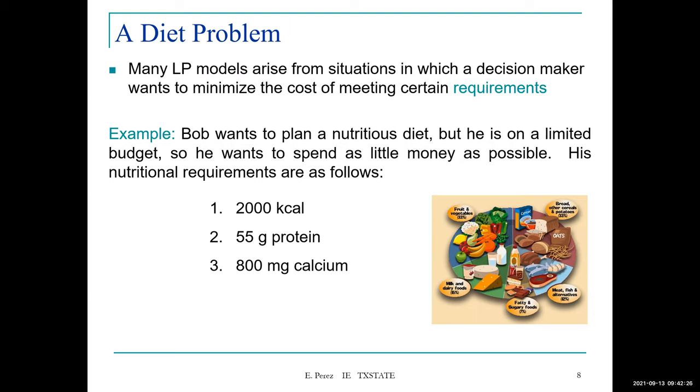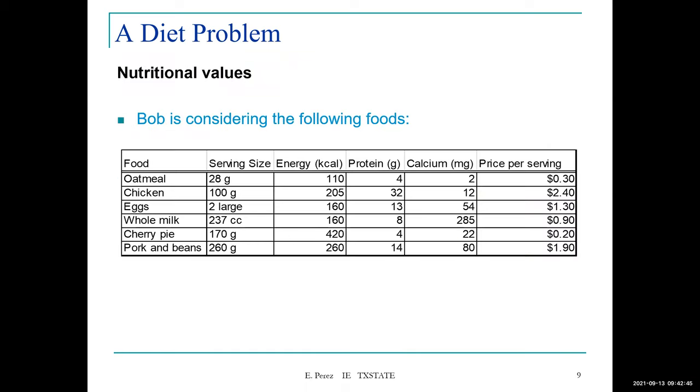He also has little money to make that happen. So he will look at different combinations of food in order to see how he can meet these constraints, or these goals, with the limited budget available. So here's some information that he has available. He is considering the following foods. And as you can see, there are six items here, and each one of them has different information in terms of serving size, energy, kilocalories, protein, calcium, and also we have the price per serving.